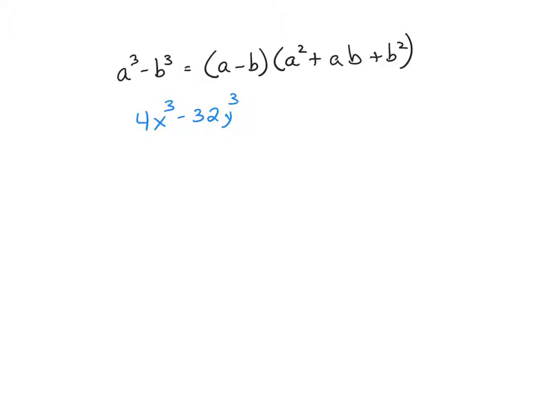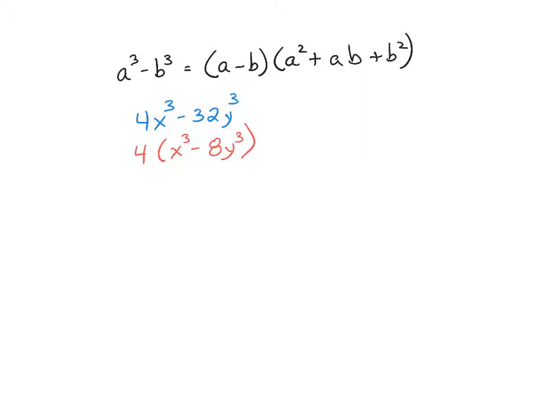Here's one final example to look at. I have 4x cubed minus 32y cubed. When I first take a look at this, it doesn't look like either of these terms are perfect cubes. But remember, if you can factor something out of a polynomial to start with, that's the very first thing you want to do. I see that I could factor a 4 out of both of those terms. So that's the first thing I'm going to do. I'm going to factor out a 4, and I'm going to end up with x cubed minus 8y cubed.